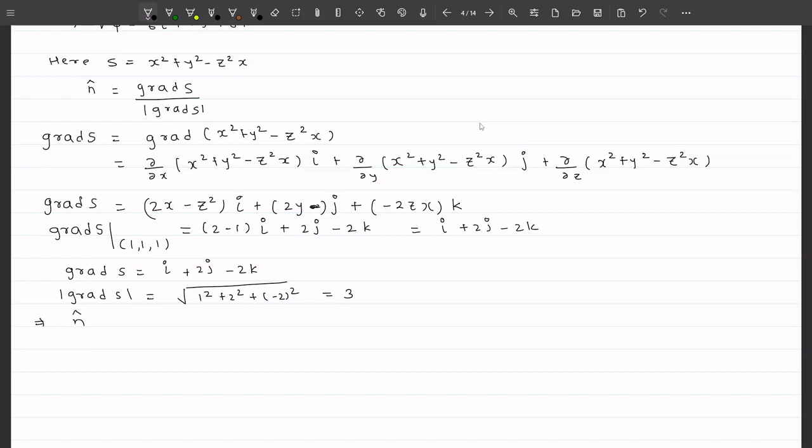So n cap is gradient of S upon modulus of gradient of S. So this is 1 upon 3 times (i + 2j − 2k). Right? So basically a cap is just n cap, right? So a cap is equal to n cap is equal to 1 by 3 (i + 2j − 2k), right?